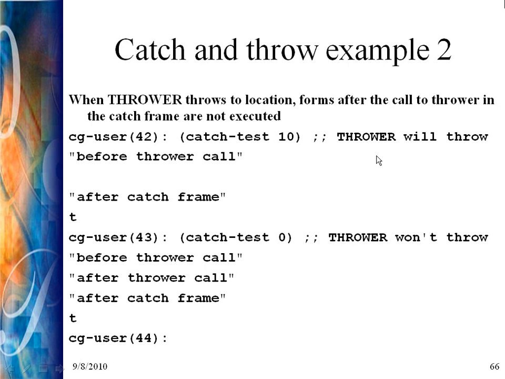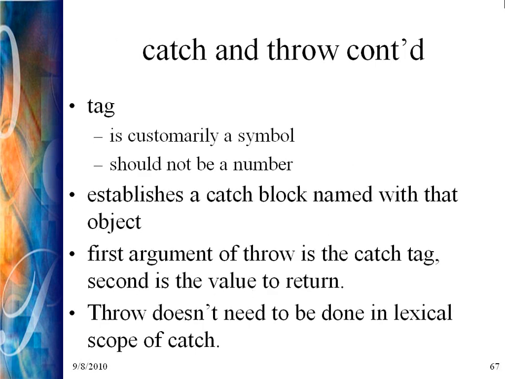Thrower will throw, let's see, oh, that was just the example that we ran. And usually the tag of a catch is typically a symbol, and it's a bad idea for it to be a number. It establishes what's called a catch block with the name of that argument. The first argument to throw is the catch tag, and the second is the value to return. And it doesn't need to be done within the lexical scope of catch.